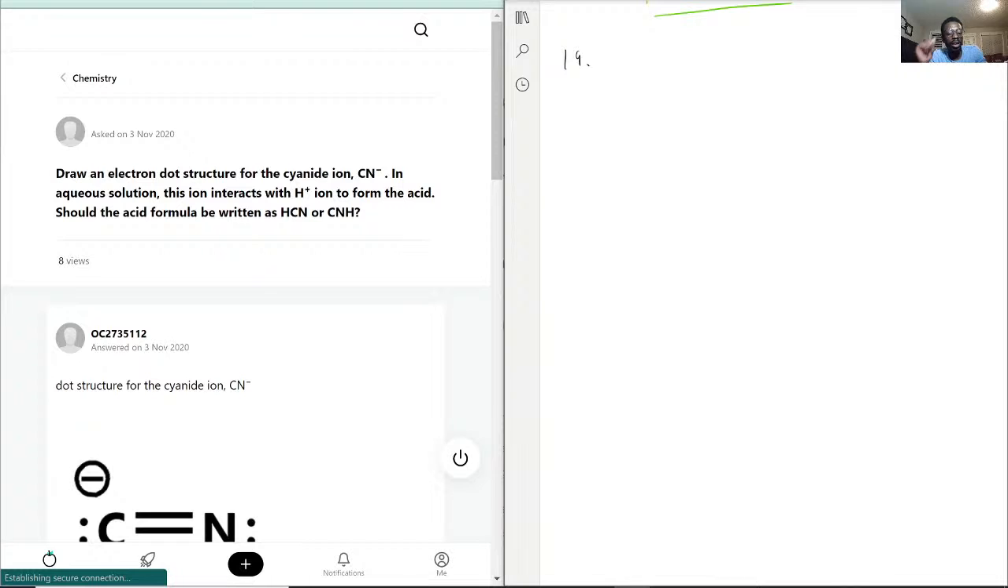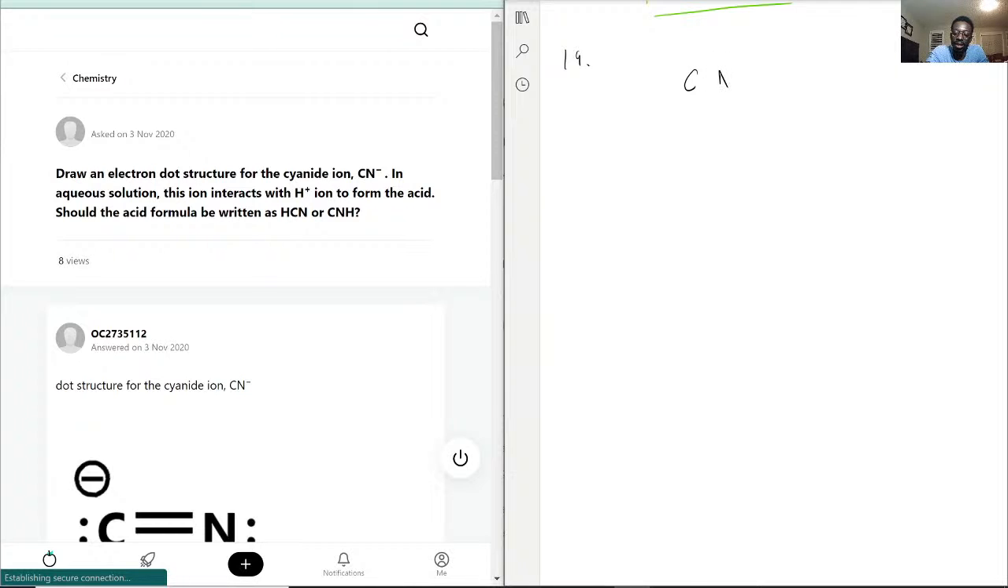Draw an electron dot structure for the cyanide ion. In aqueous solution, this ion interacts with H+ to form the acid. Should the acid formula be written as HCN or CNH? Interesting. Okay, so for the cyanide ion, we discussed this.